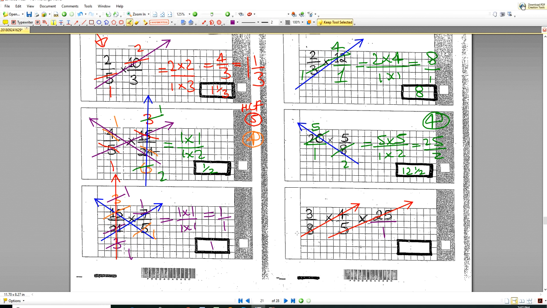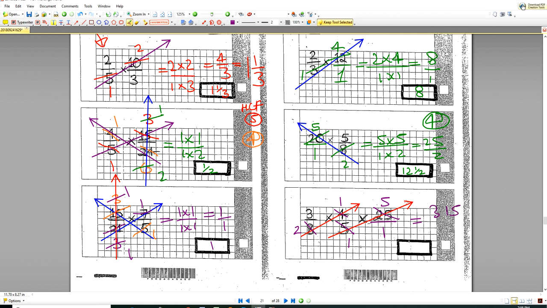So we can do 8 and 4, the highest common factor is 4. So 4 divided by 4 is 1. 8 divided by 4 is 2. If you look at 5 and 25, the highest common factor here is 5. 5 divided by 5 is 1. 25 divided by 5 is 5. So we're left with 3 times 1 times 5.